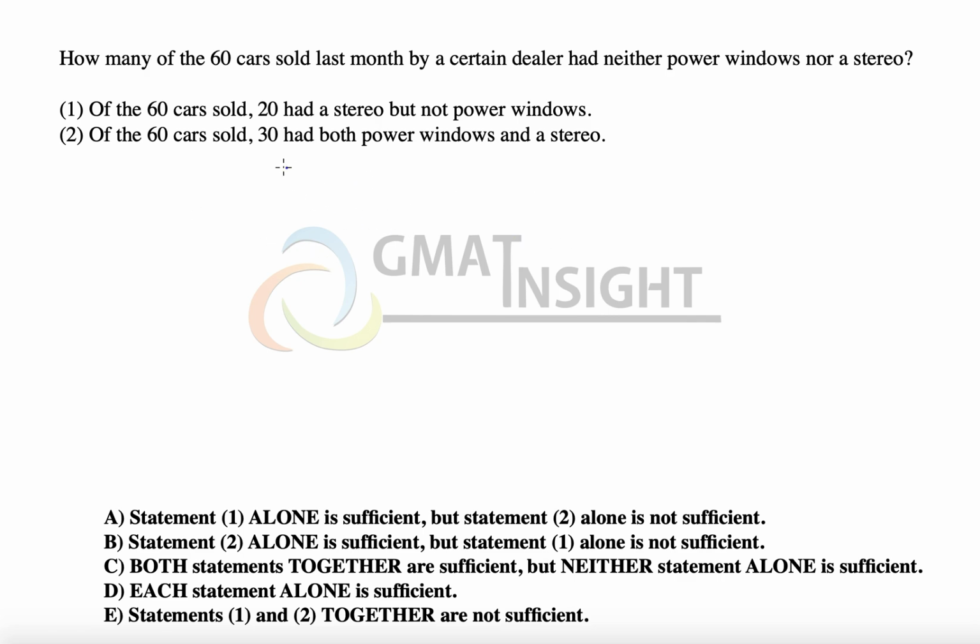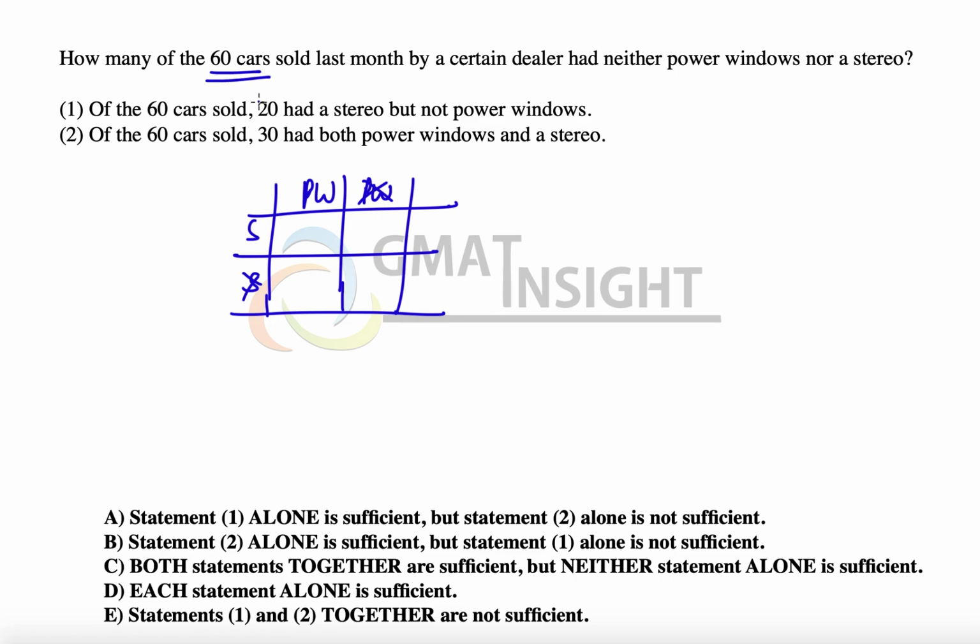So for these questions, I quickly draw a grid with power windows, without power windows. These are two different columns. And for the rows, we have a stereo and there are cars which do not have a stereo. Now, the question is giving us the information that in total we have 60 cars, and the question is how many had neither power windows nor the stereo. That means we have to find out the number for this particular place.